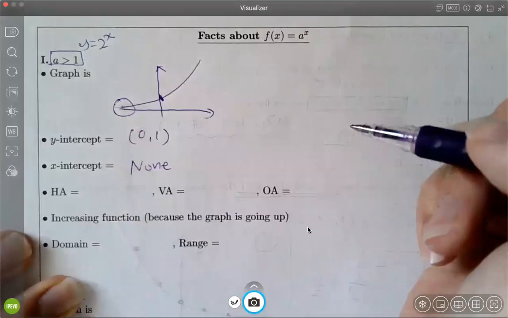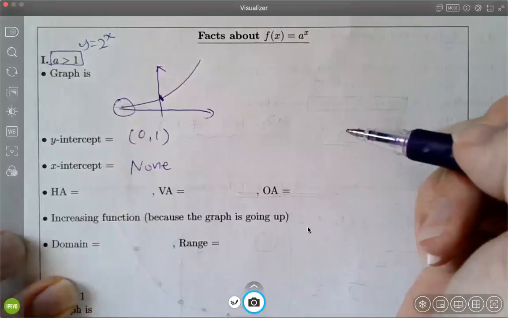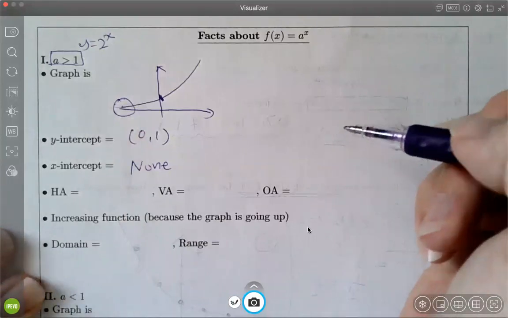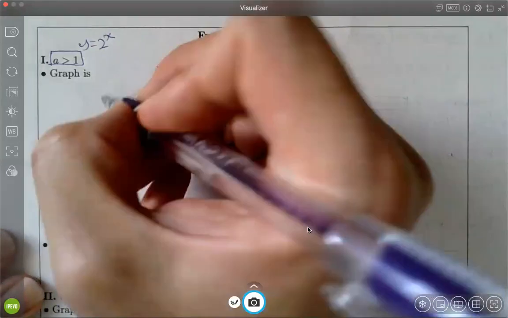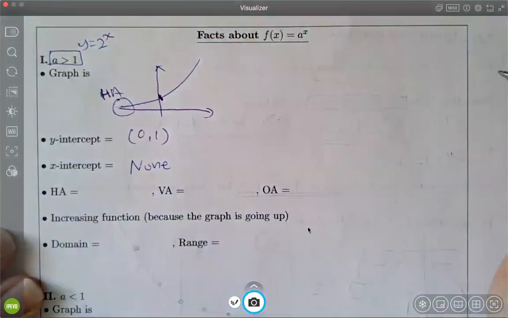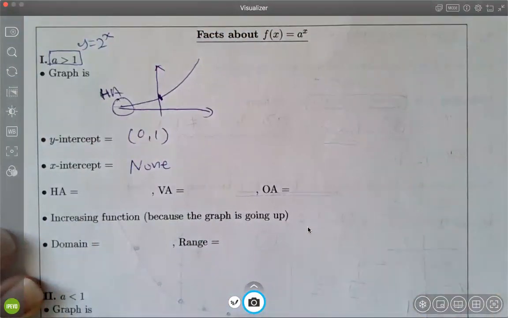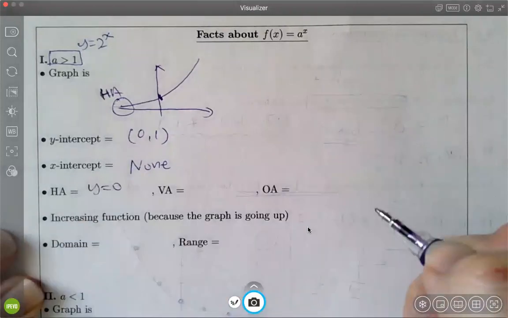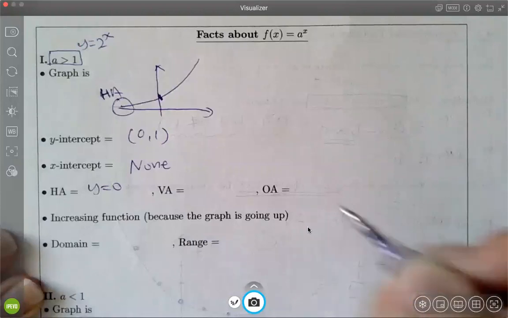Have we seen this phenomenon before? Yeah, like in today's class, right? What does that mean? This is the horizontal asymptote, right? Okay, so where is the horizontal asymptote? Y equals 0, right? The x-axis.